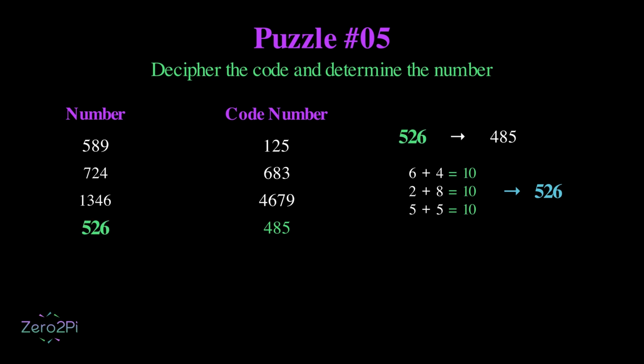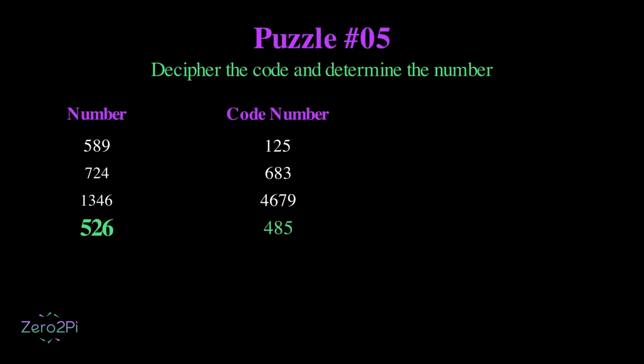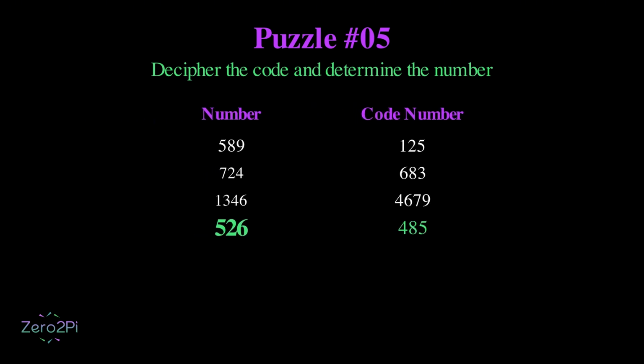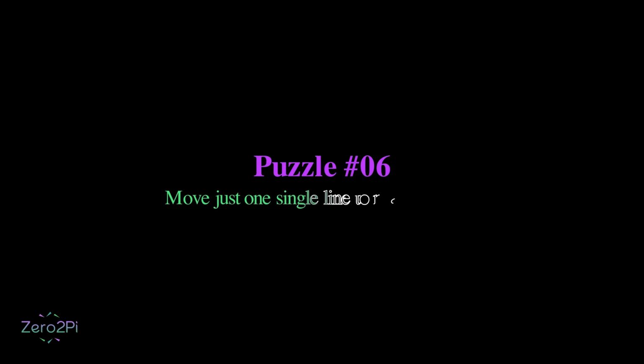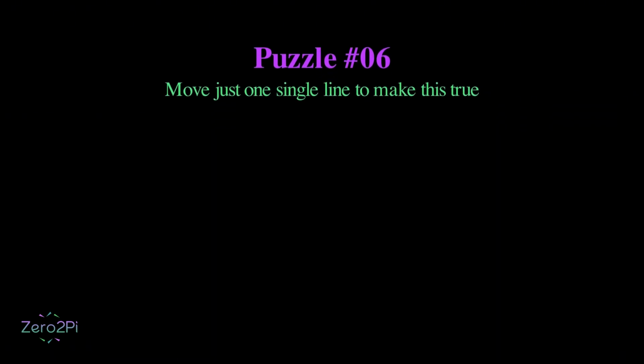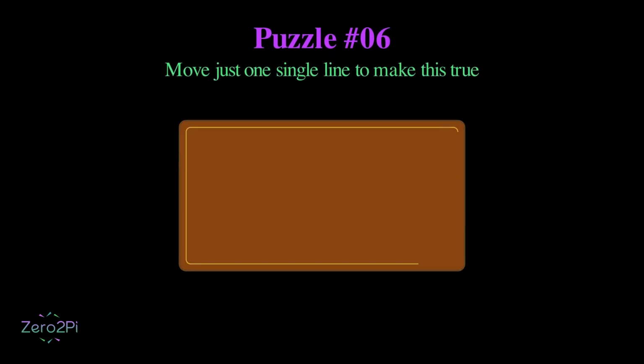That was easy. The key was just to recognize that the sum of corresponding digits always equals 10. This puzzle shows us that sometimes patterns can be hidden in the simplest mathematical relationships. Here's our sixth and final puzzle. This one is also going to test your spatial thinking.